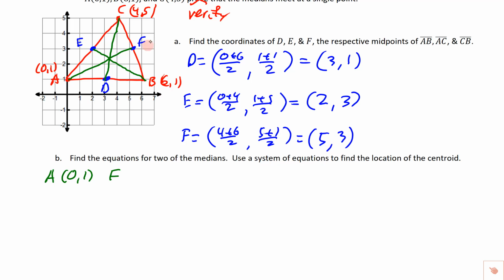See, this is what I mean. If we've got them next to it, it makes it a lot easier. This one's (5, 3), this one's (2, 3), and the other one's (3, 1). Okay? So F is (5, 3).